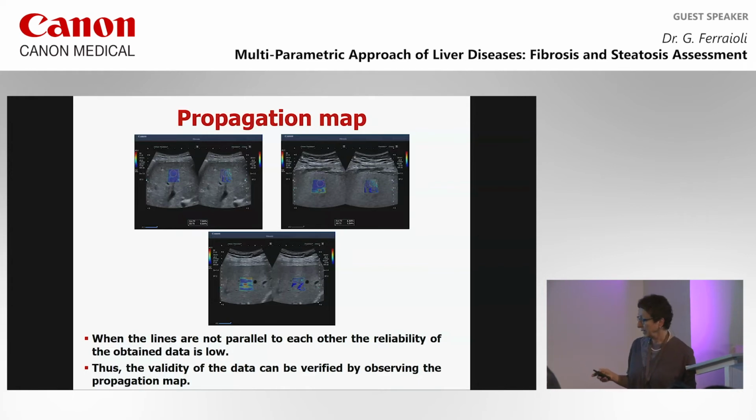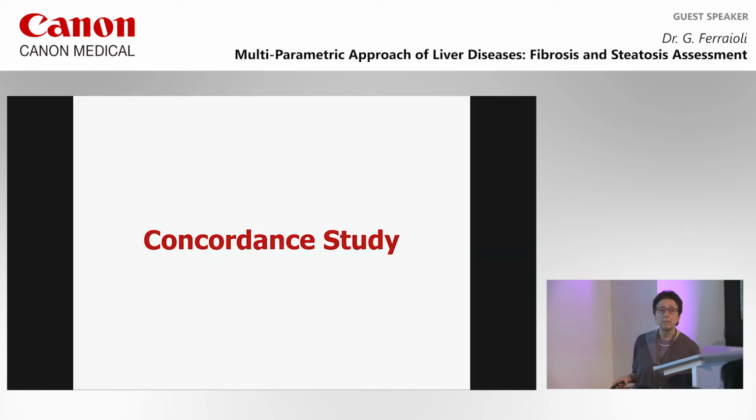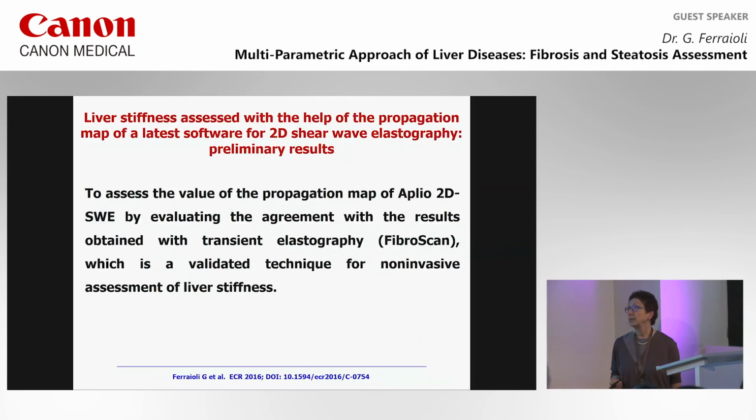The same in this area. So in this equipment, the propagation map should always guide your measurements. We have performed in the past a concordance study using the propagation map as a guide in a small series of patients. The FibroScan was used as the reference standard, because it's a validated technique.